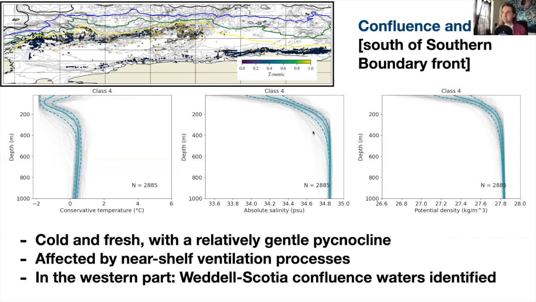It's got a relatively gentle pycnocline compared to the other ones, at least in the statistics. And yeah, it's affected by those near shelf ventilation processes and possibly affected by what's happening underneath the ice shelf, at least in this part of the domain there. You see these Weddell Scotia confluence waters. That might be what we're identifying here.